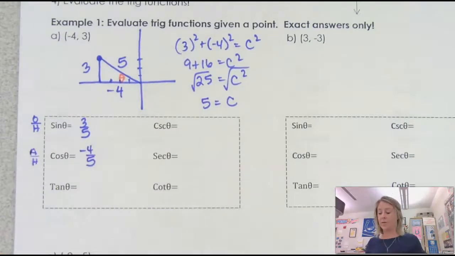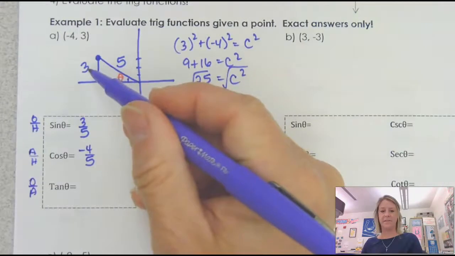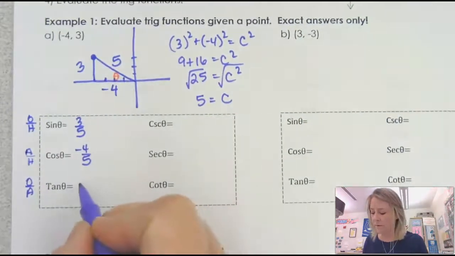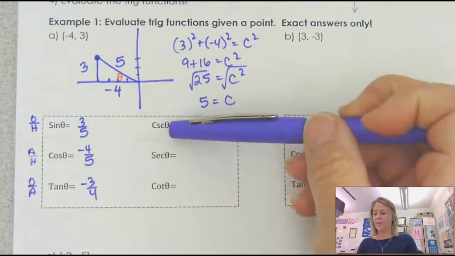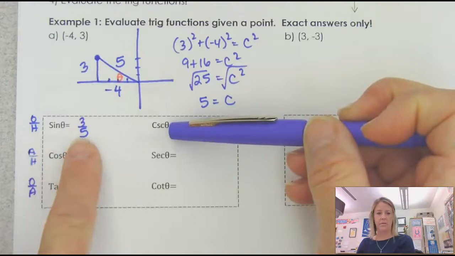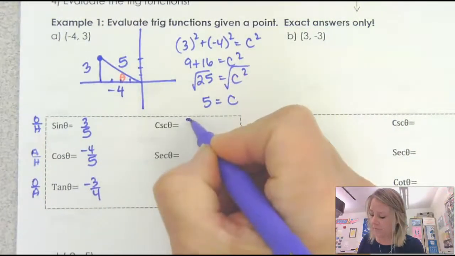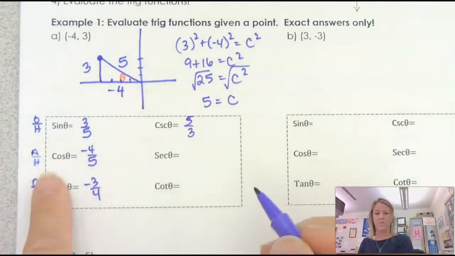Tangent is opposite over adjacent, TOA. So the opposite side is 3 from this angle, and the adjacent is -4. So it's really -3/4. All right, cosecant is just the reciprocal of sine, so I'm going to flip sine over. So that's 5/3. Secant is the reciprocal of cosine.